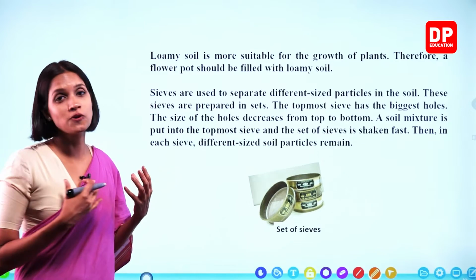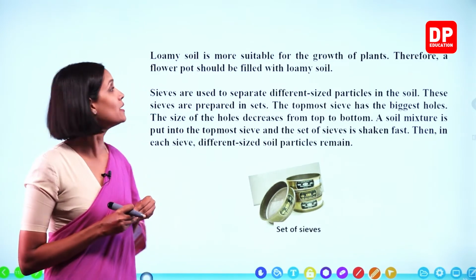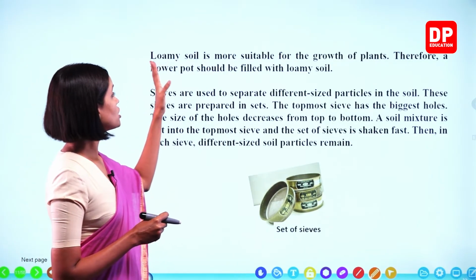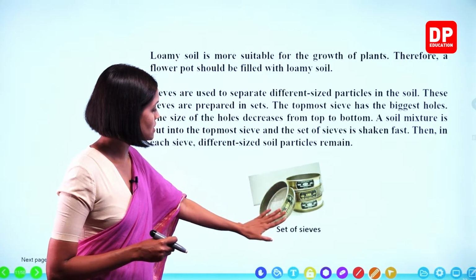Okay, it's almost black in color because of the presence of organic materials. So therefore a flower pot should be filled with loamy soil. Right, children? So what is this set of sieves?